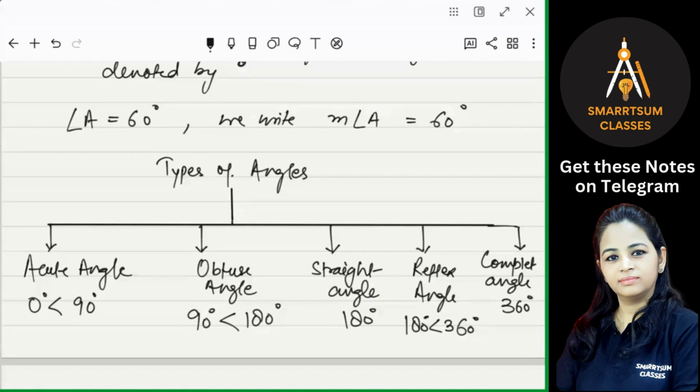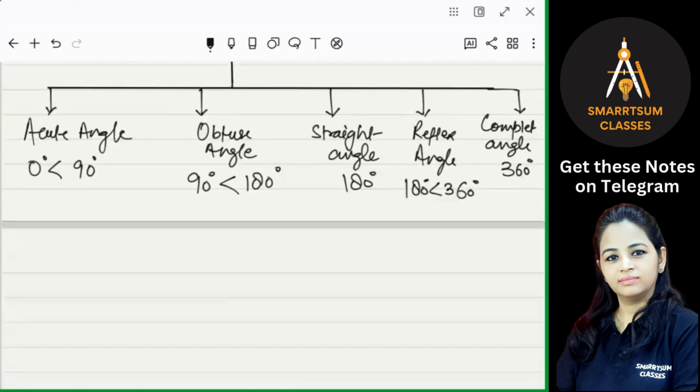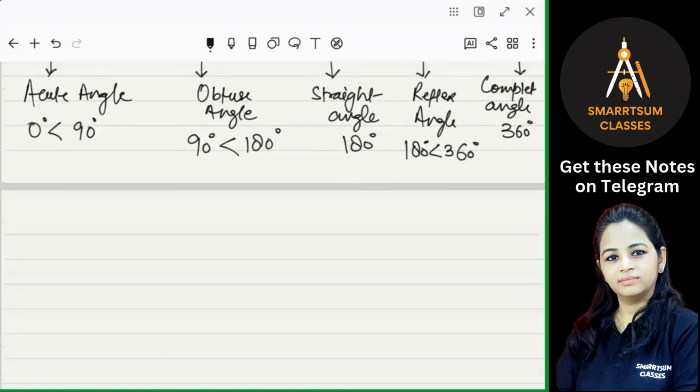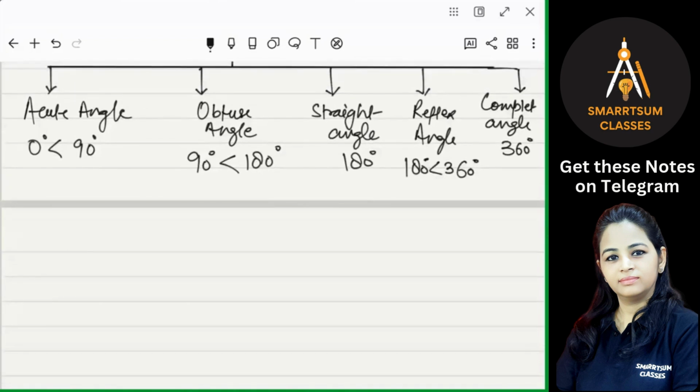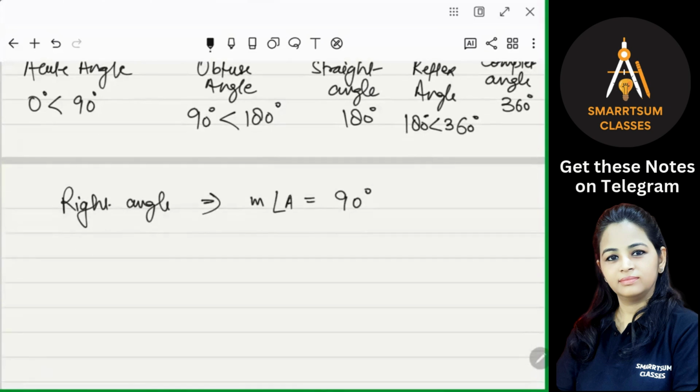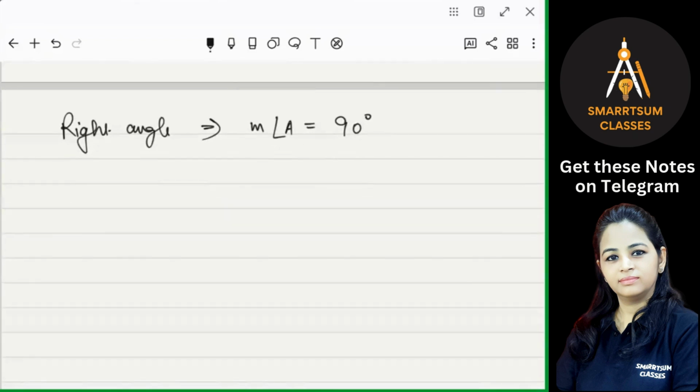Now there is a special name given to the angle when its value is 90 degree. And what is that angle? Right angle. So when the measurement of angle A, suppose, is exactly 90 degree, then in that case we say that angle is a right angle. Is that clear?